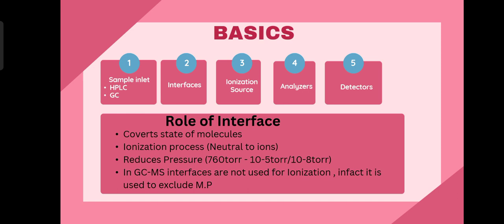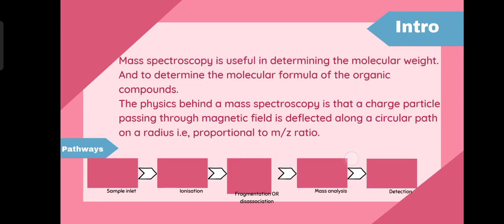In case of GCMS, the samples are separated in the gas phase only, so these interfaces are not used in the ionization process. In fact, in case of GCMS these interfaces will help in excluding the mobile phase. We know that the most commonly used mobile phase in the GC system is helium, so it will help in eliminating the helium gas. Next, mass spectroscopy is useful in determining the molecular weight as well as the molecular formula. We have discussed it earlier, right?